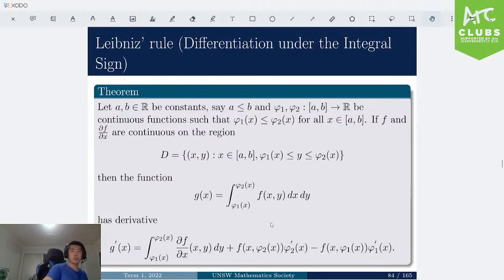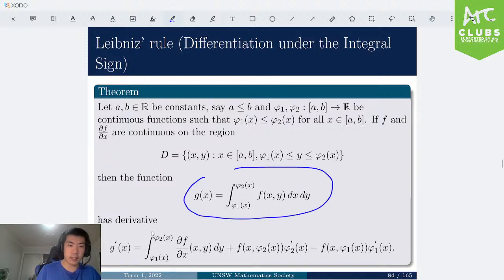Okay, next we have Leibniz's rule, which is also called differentiation under the integral sign. Let a and b be real constants, and say that a is less than or equal to b, and phi 1 and phi 2, essentially from an interval to a real number, be continuous functions, such that phi 2 is greater than phi 1 for all values of x. If f and the partial derivative of f are continuous on the region D, then the function g of x has this derivative.